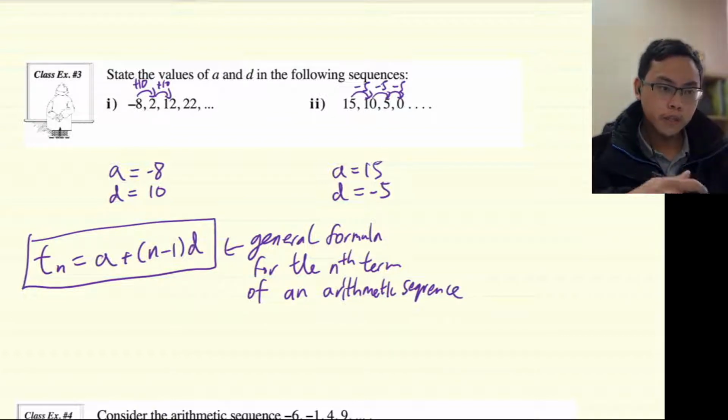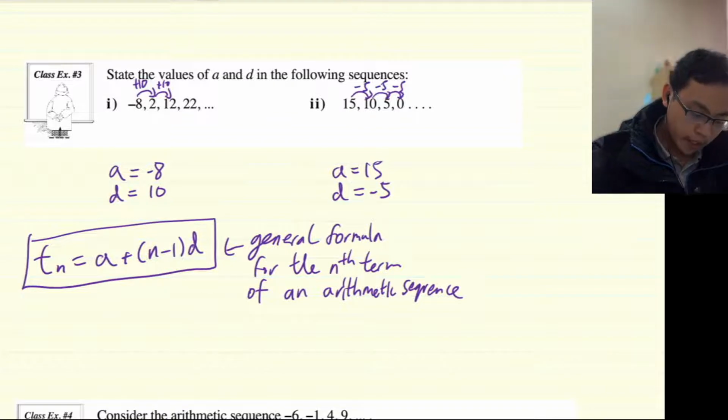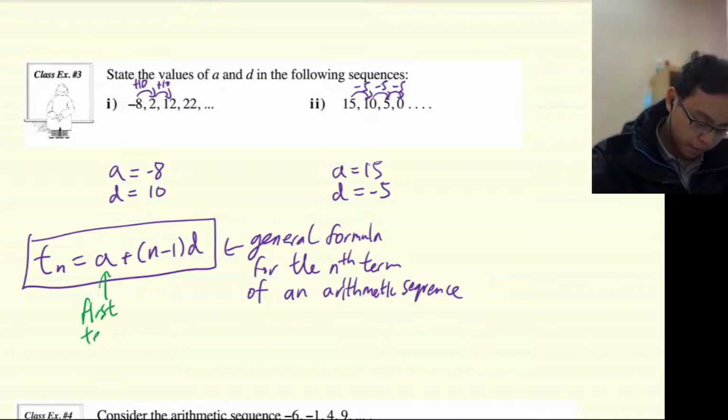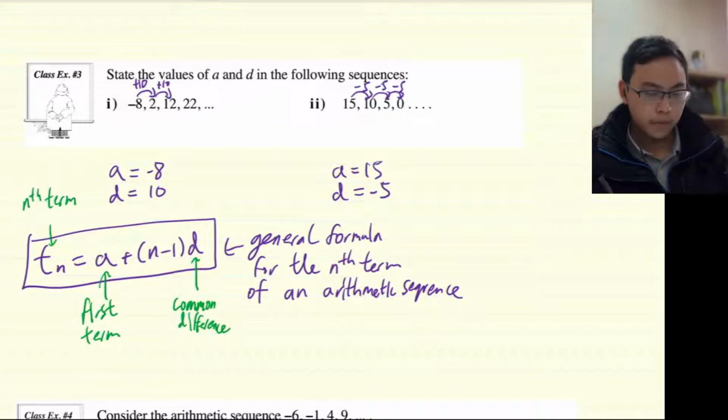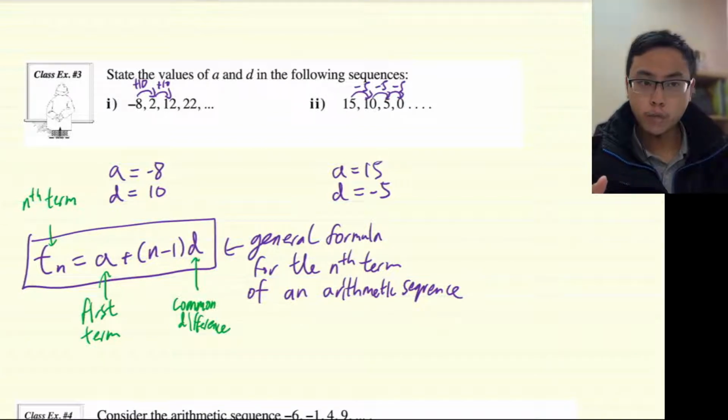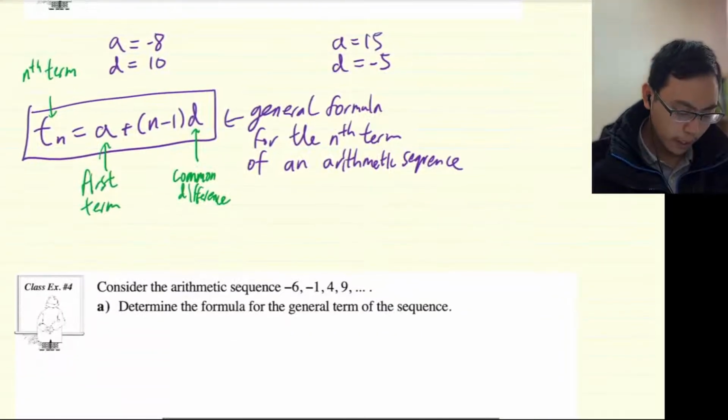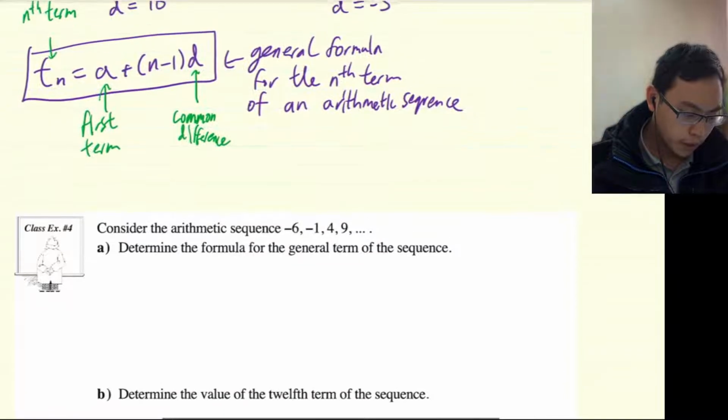And so if we want to use this formula for specific examples, we're going to have to know what A is. And A is the first term. And D is the common difference. And of course, Tn will be the nth term, where n is our desired term number. So let's have a look at class example 4, and we're going to use this formula, okay?